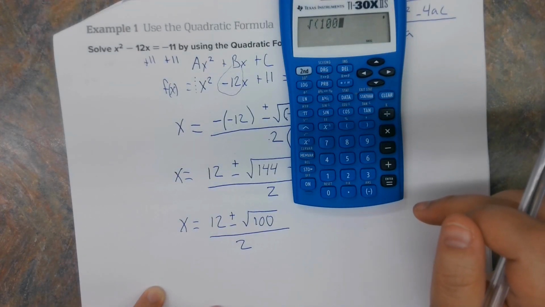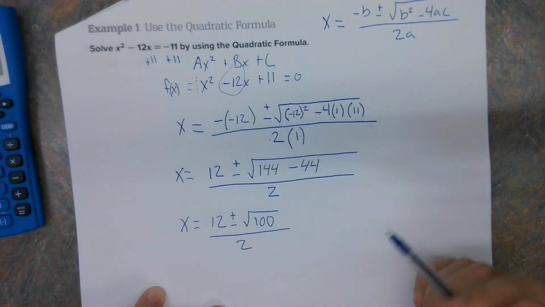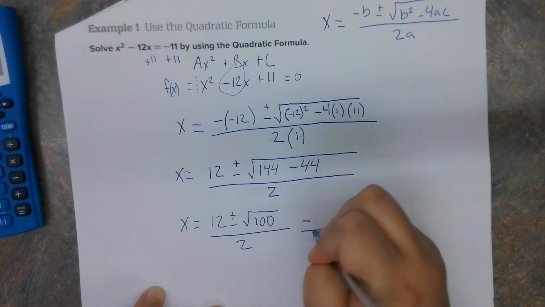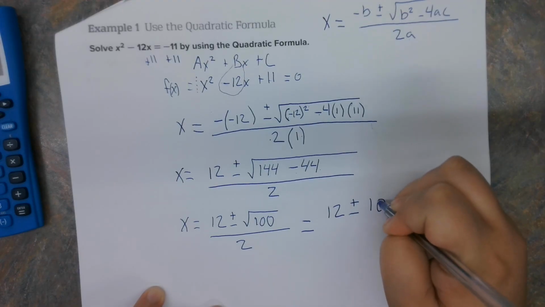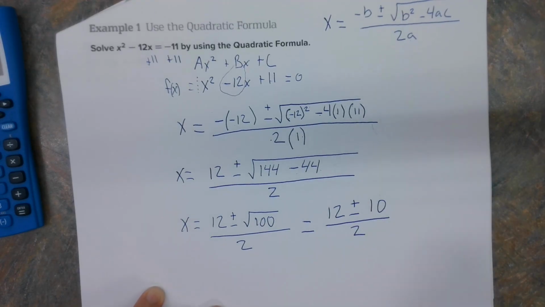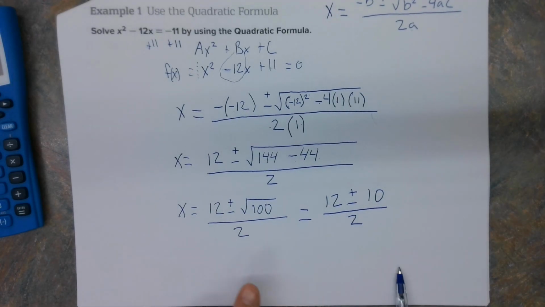So it's what times what equals 100? 10. So I have right now 12 plus or minus 10 divided by 2. Now let's talk about the plus or minus. You have to do this twice. So we're going to have two problems.